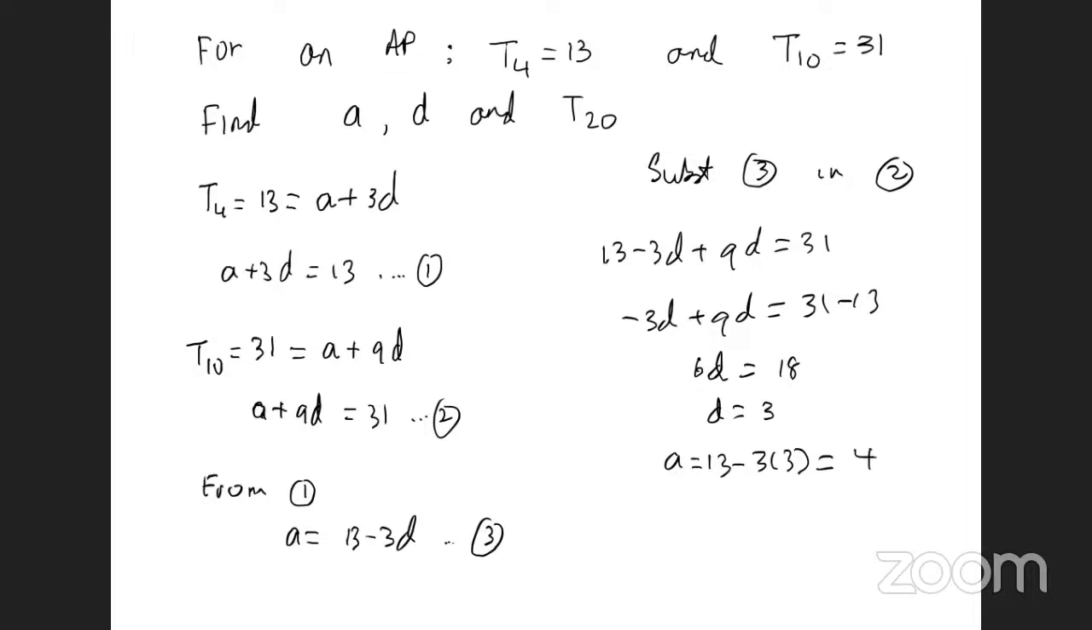Right? And then find T20. T20 is equal to A plus (n minus 1) times D. How much is that? 61? 61. Good. That's it. And the reason I stick to the substitution method is that when you do a GP, it's a little bit more challenging. Elimination won't work.